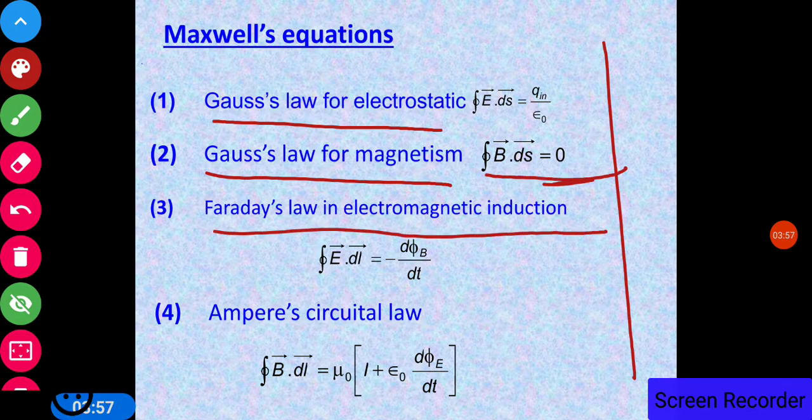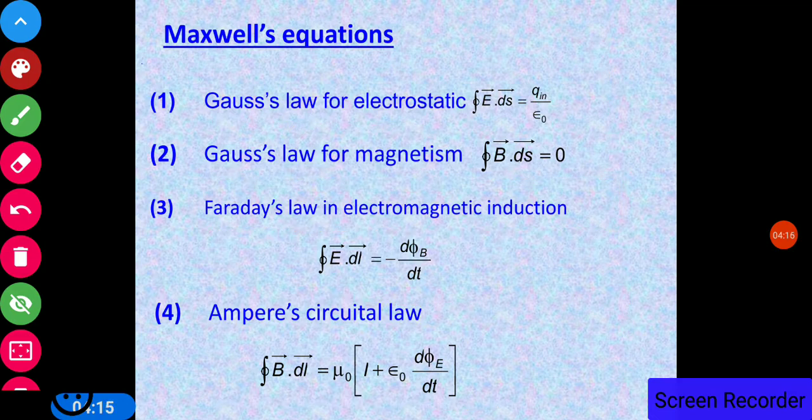Faraday's law of electromagnetic induction: the line integral of E dot dl is equal to minus d phi b upon dt. And Ampere's circuital law: the line integral of B dot dl is equal to mu naught I plus epsilon naught d phi e upon dt. So these are the four equations given by Maxwell.